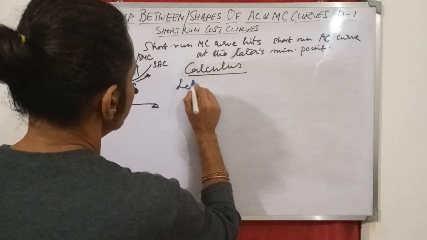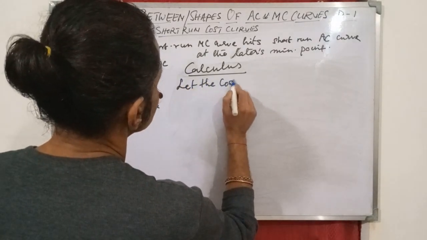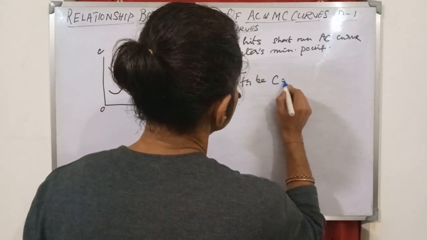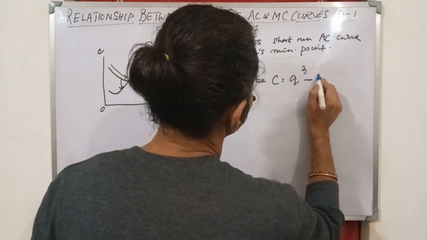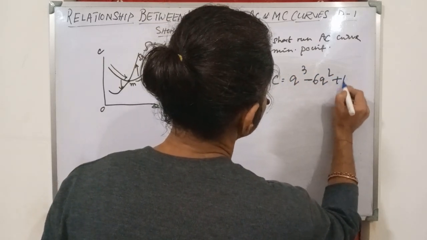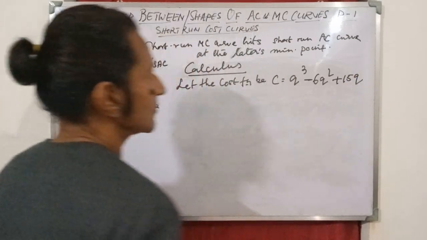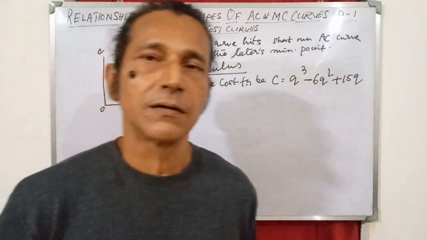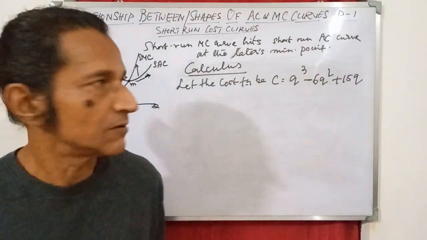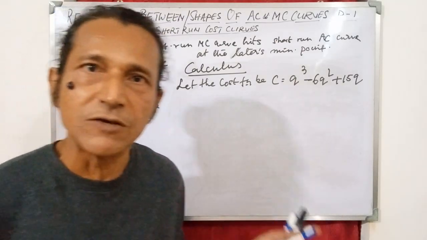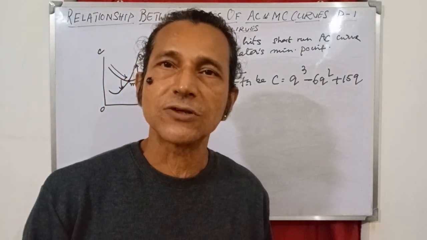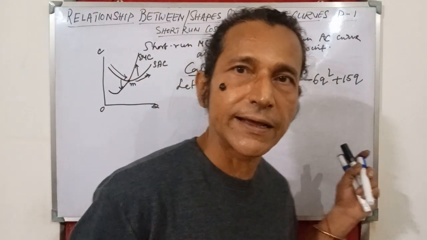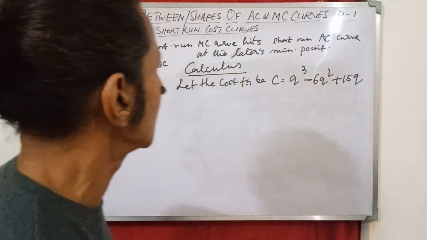Let the cost function be C equals Q cube minus 6Q square plus 15Q. You can take any other cost function, but you will get the same result, which is what you must focus on. I have taken this cost function so that I can get round figures. Correct?